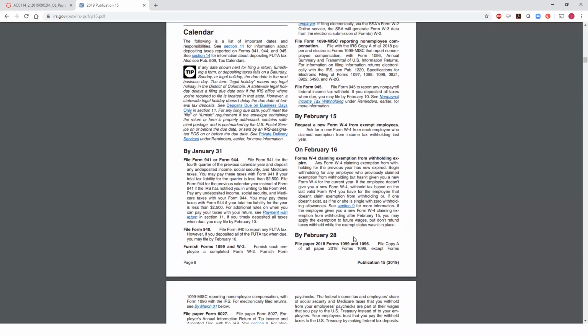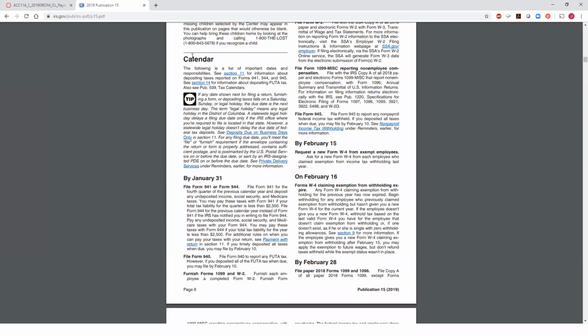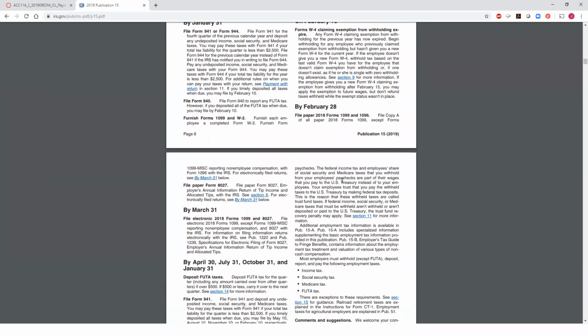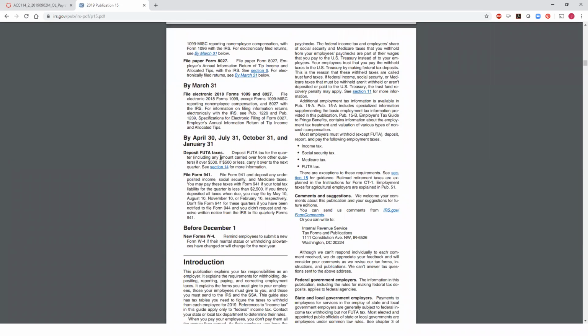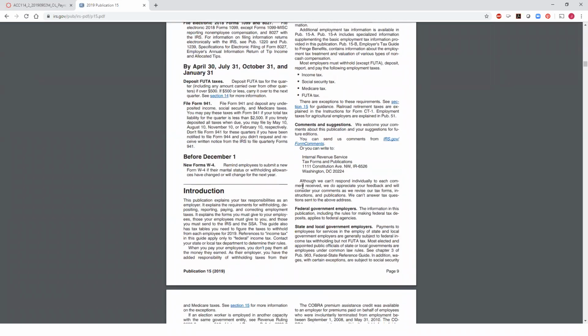There's lots and lots of different things. This was one of my favorite things, the calendar. So here's what to do during the year. It goes through by some dates in here, and these are some great things to put on the calendar so you don't forget. It reminds you about filing deadlines and information deadlines that you need to make sure you're hitting. So the calendar is really awesome.